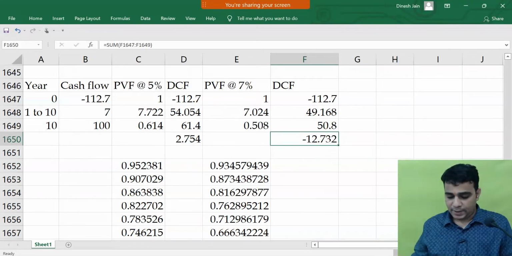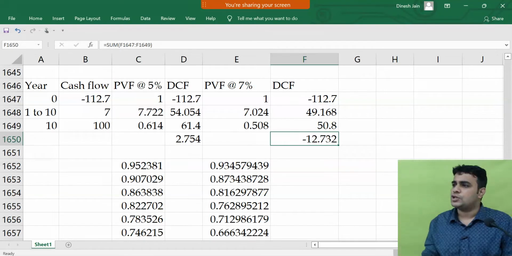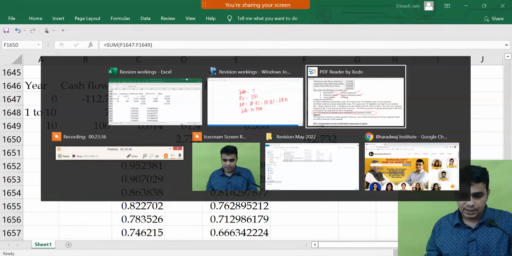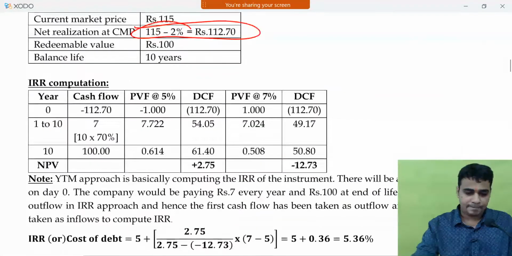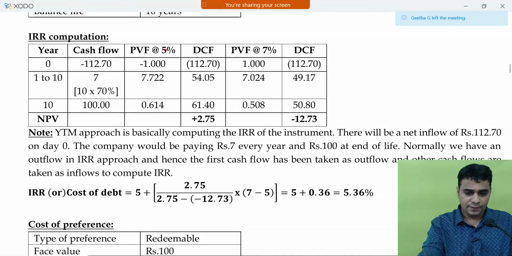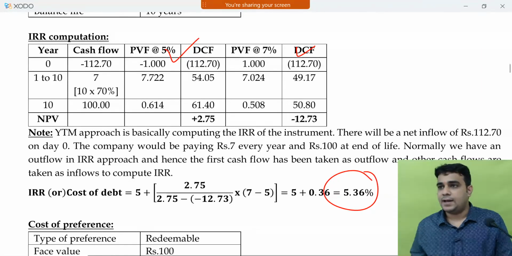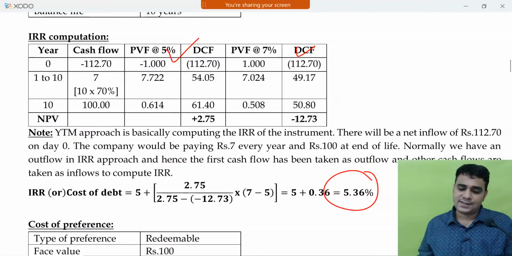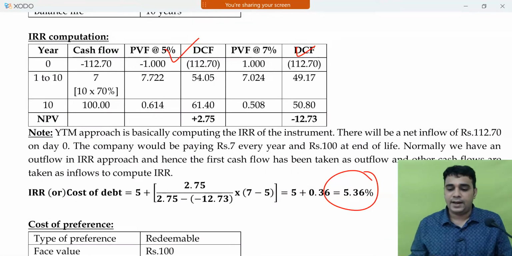Yield to maturity. YTM is basically yield to maturity. Technically it is calculated as per the IRR method. I think the final answer will be more or less closer to your initial answer. You got an initial answer of 5.7 some percentage. We did 5%, 7%. The final answer is 5.36, which is almost the same as the initial answer. You had done an initial answer.